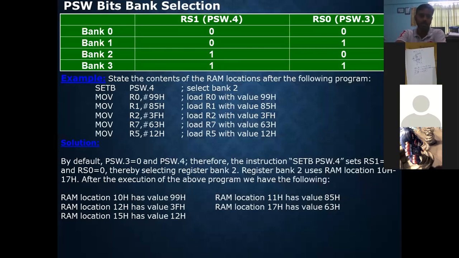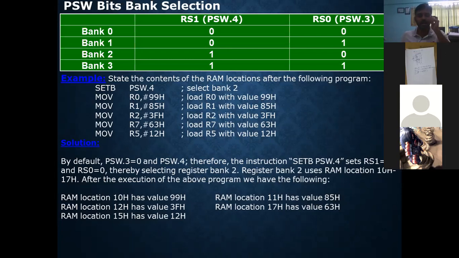Okay, so just look into this program. Now what is happening? How do we select the PSW bits? We have read or learned that these RS1 and RS0 bits can be set or reset by the user, or by the program itself. First, you don't know the instructions, so we will go through the instructions too, to see what is going on.